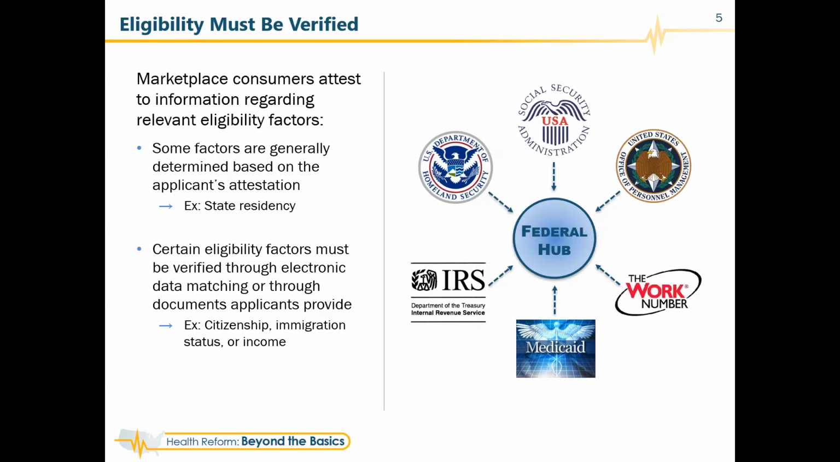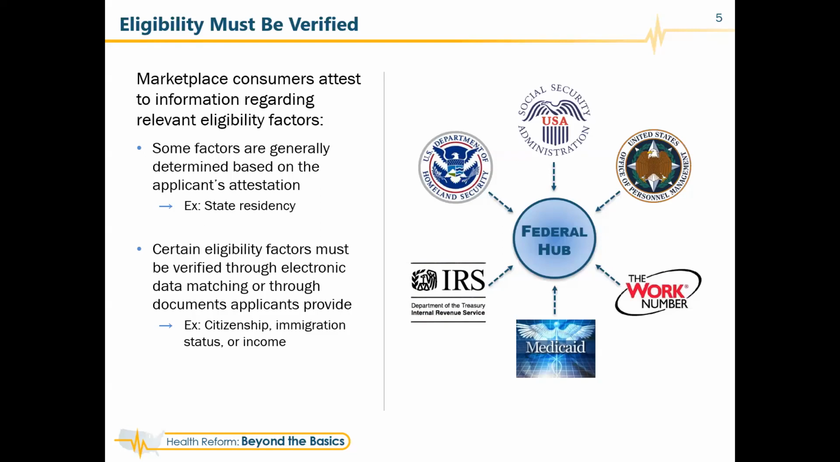What this looks like to a consumer is that the consumer just provides key information like their date of birth, their social security number, and other factors like their income. Healthcare.gov uses that information, and through this data services hub, it goes out to different trusted data sources to see if those factors match up close enough. When those factors do match up, it's great. Those factors can be verified electronically, and the consumer does not have to take extra steps to provide documents to prove those factors.